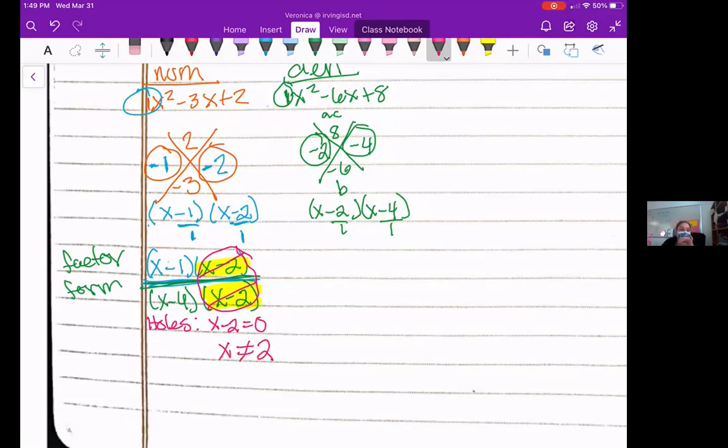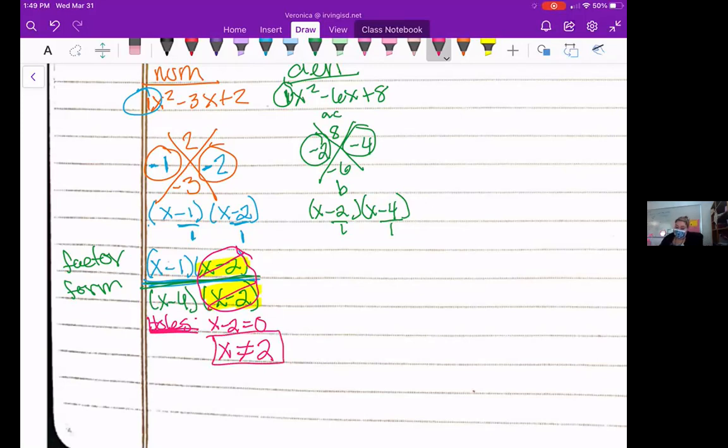And literally what it sounds like, that's exactly what it is, right? So when you graph it at that point, you're literally going to see an open dot, like a little hole. So for your hole, you're going to have one at x cannot equal 2.